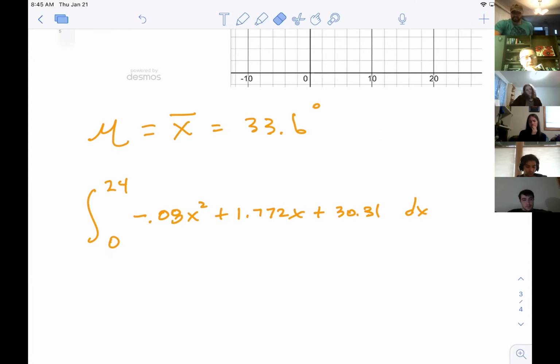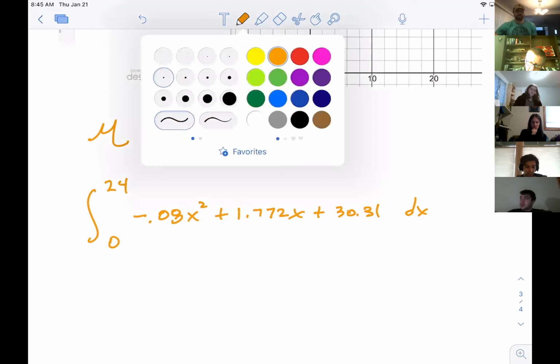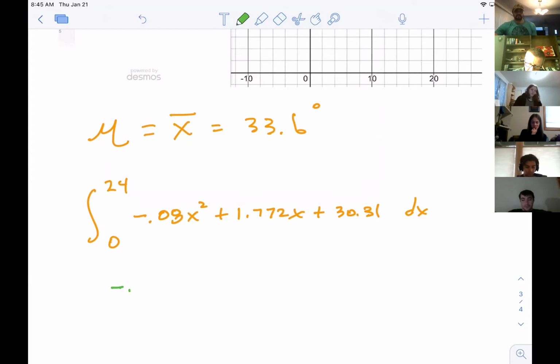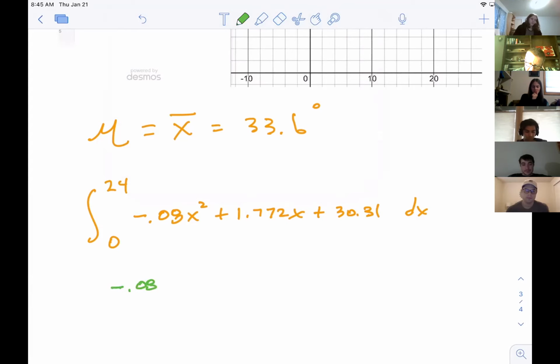Cool. But notice this is not a hard integral to take because again, this is in your wheelhouse. Like you can take the integral of squared equations. And so you say, okay, that's easy. I get negative 0.08 times x to the third divided by 3. I could divide that and see what that is, but it seems like it's going to be a repeating decimal. And so I don't know, just leave it alone.